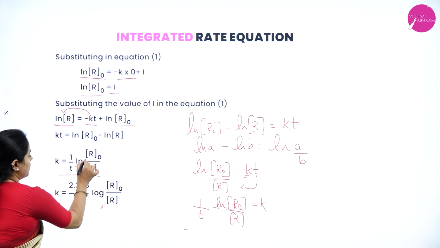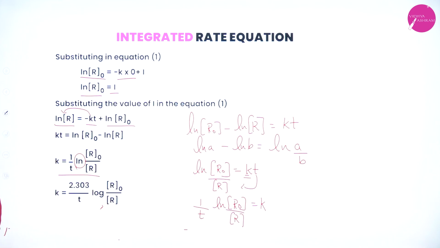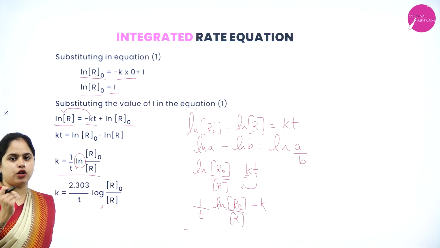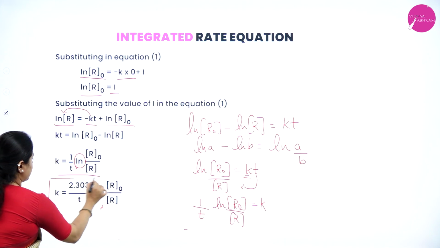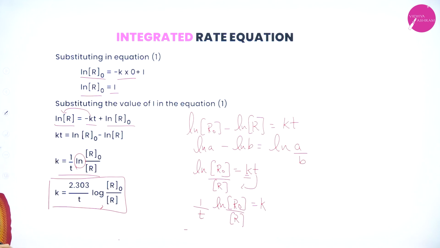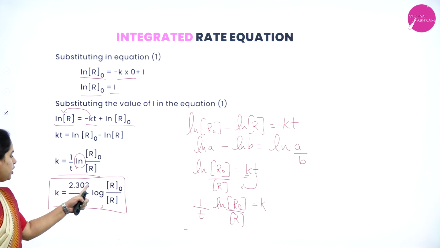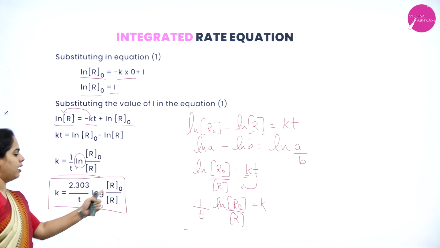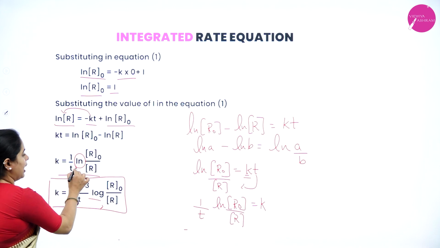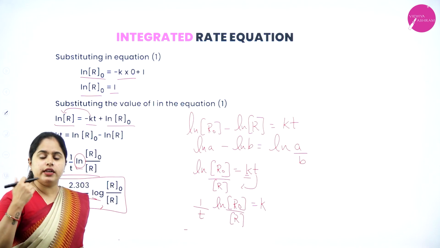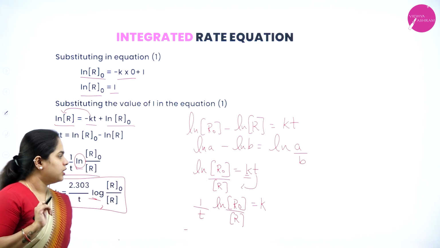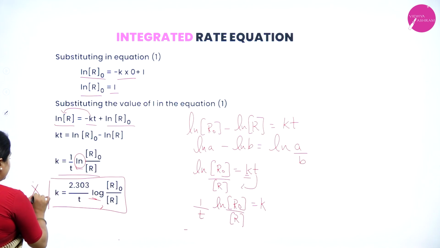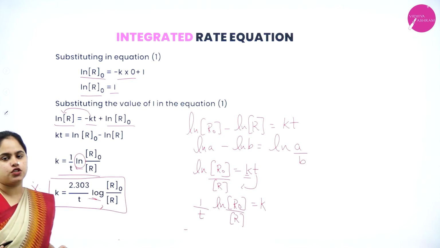Now if we have to convert this ln into log, we have to multiply the equation by 2.303. So we can also write it in terms of log. The equation becomes K is equal to 2.303 by T log R0 by R. Now instead of 1, it becomes 2.303. So this is in ln terms, and this is in log terms. In log terms, you have to multiply by 2.303. So this is the integrated rate equation for a first order reaction.